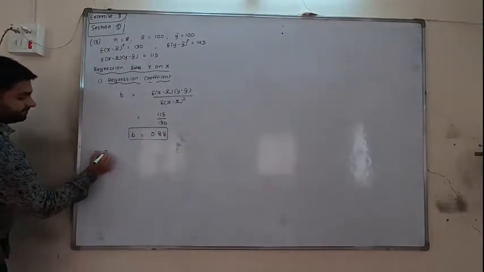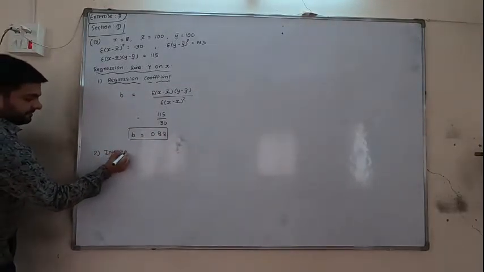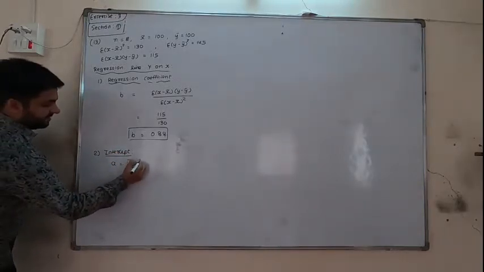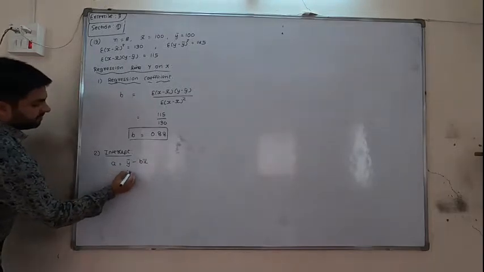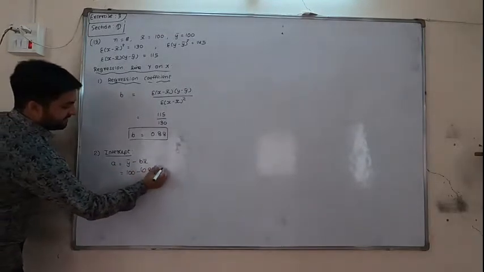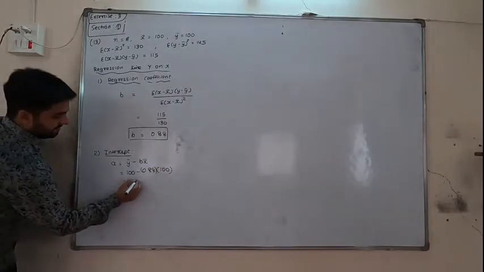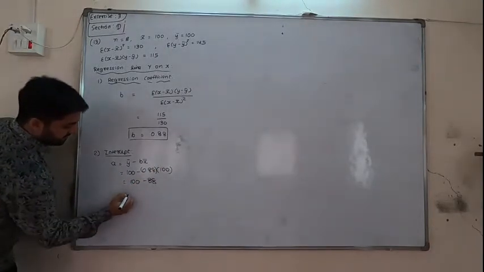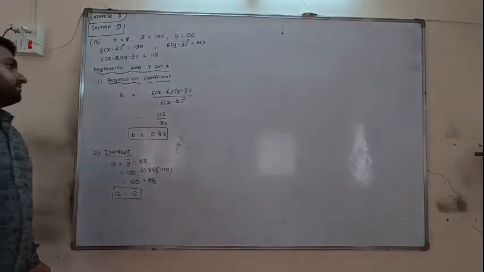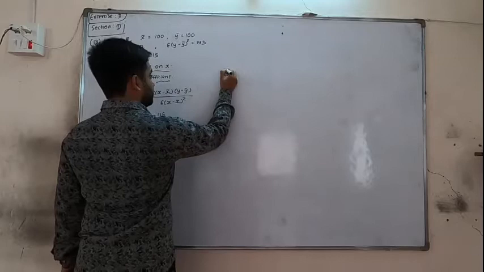Second step, intercept. a is equal to y bar minus b x bar. Y bar is 100, b is 0.88, x bar is also 100. 100 minus 88, a will be 12.